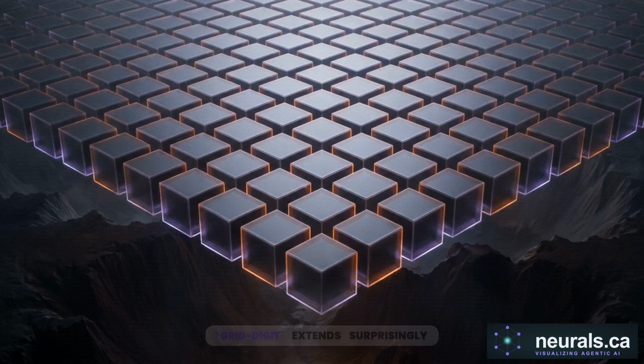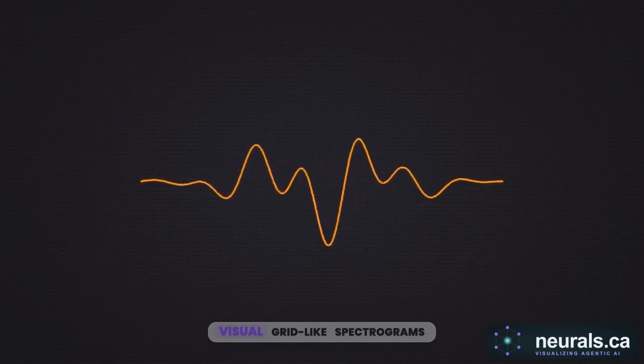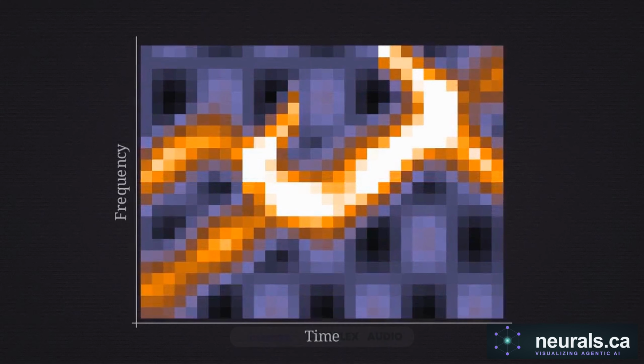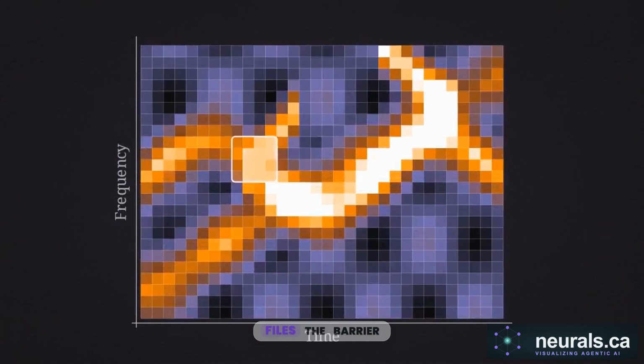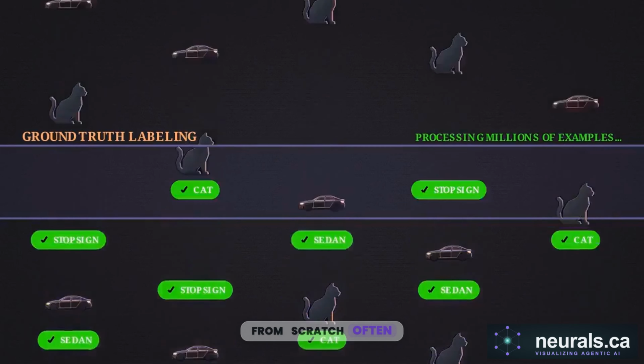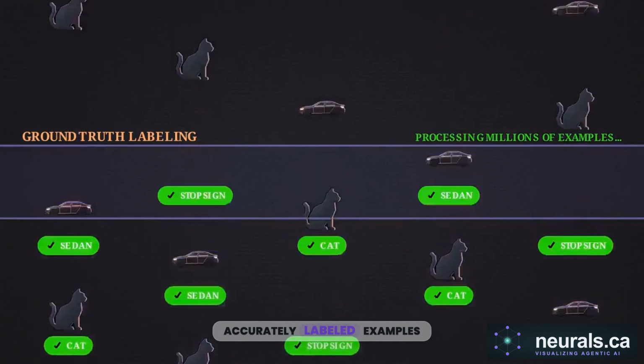The definition of grid data extends surprisingly far. By converting sound waves into visual, grid-like spectrograms, researchers use CNNs to process and classify complex audio files. The barrier to entry, however, has always been the sheer volume of data required. Training a network from scratch often demands millions of accurately labeled examples.